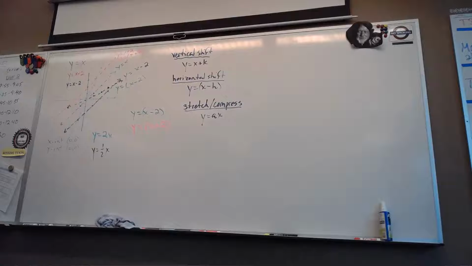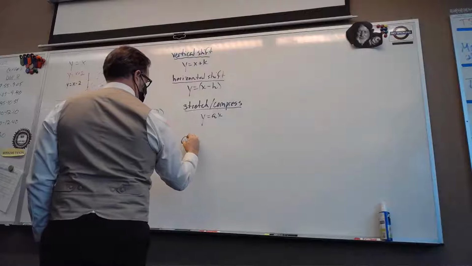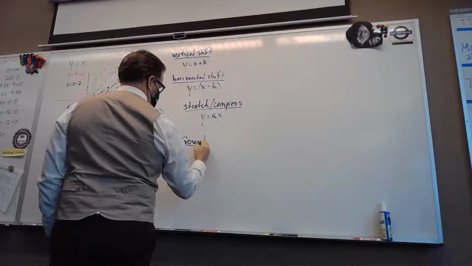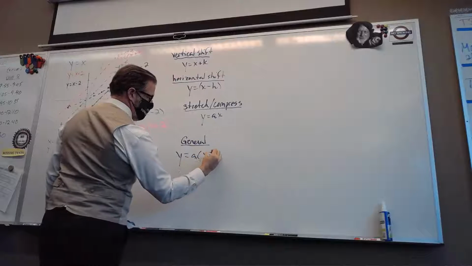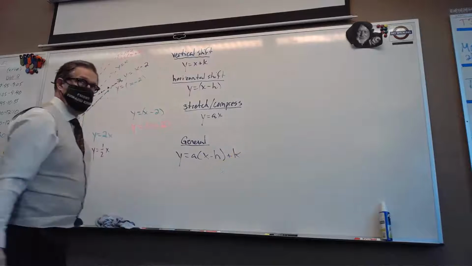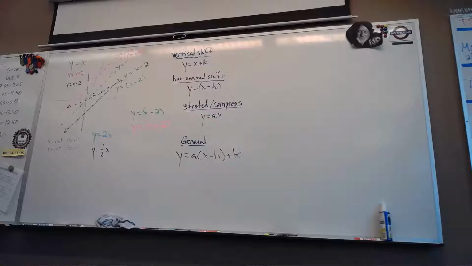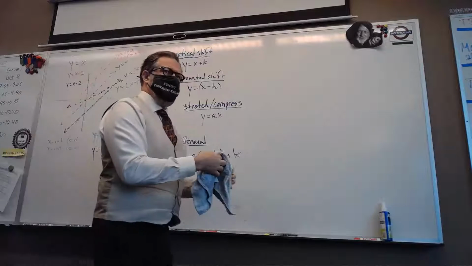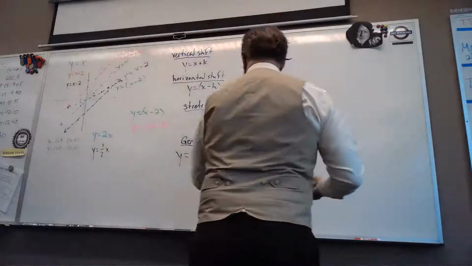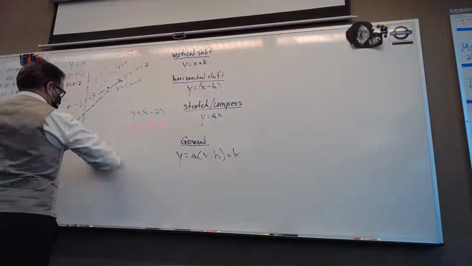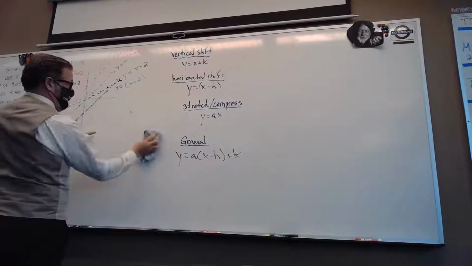So let's put it all together: a times parentheses x minus h, plus k. Let's talk about h and k. Start the graph over again, shall we? Too many things on it now. Everybody comfortable with this, by the way? Like, makes perfect sense.